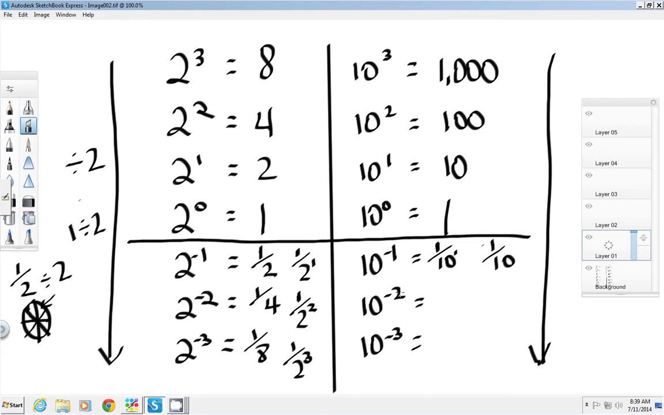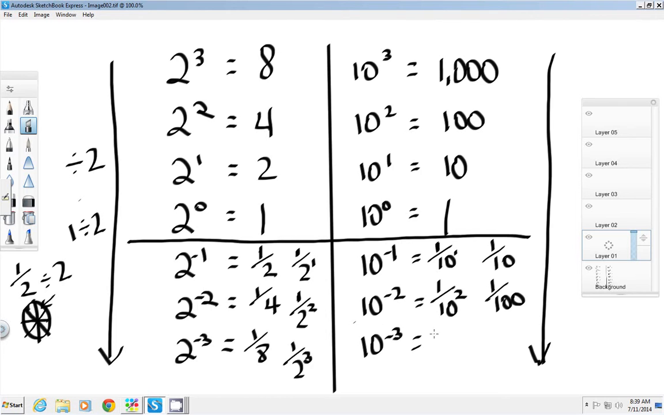Well, what is 10 to the negative 2 power? If we take our negative 2 and flip it, we would end up with 1 over 10 to the second power, because if we divide 1/10 by 10, we would get a 100th. And 100 is really just 10 squared.